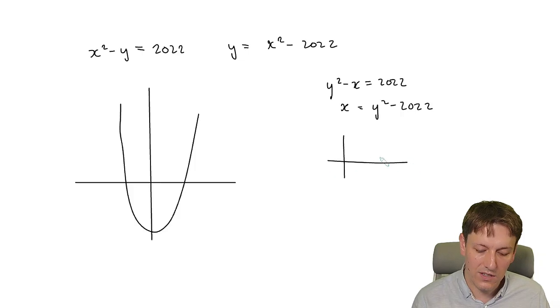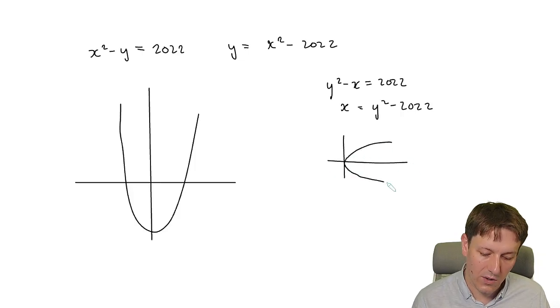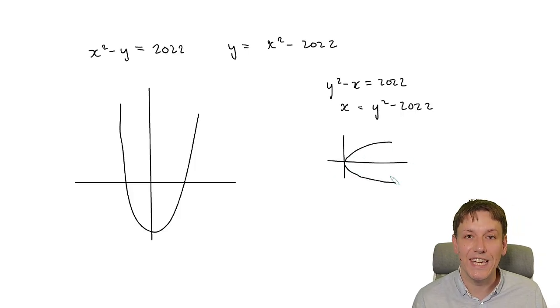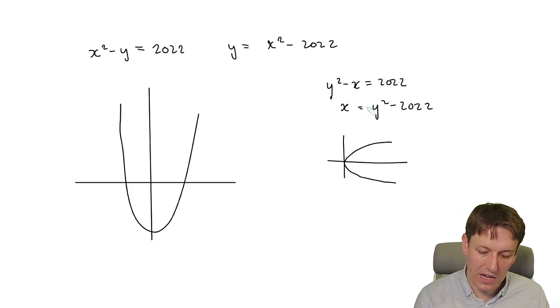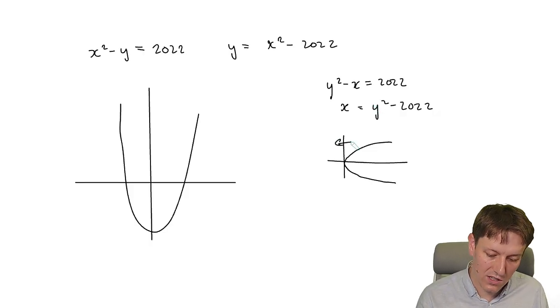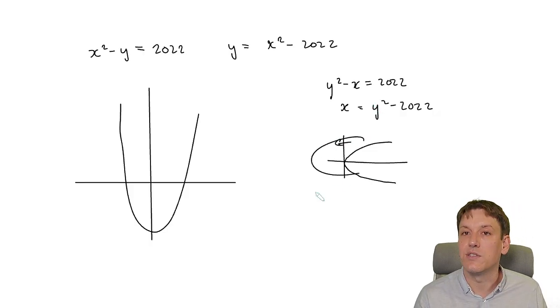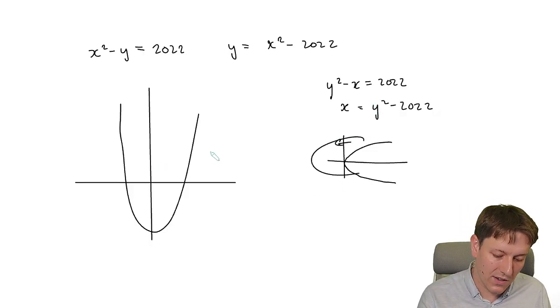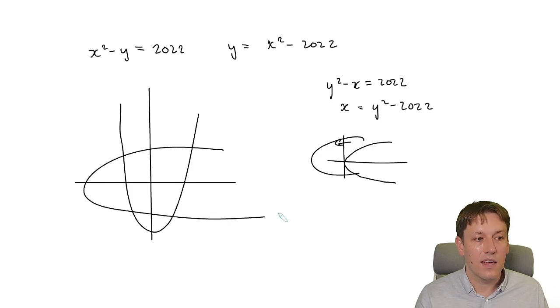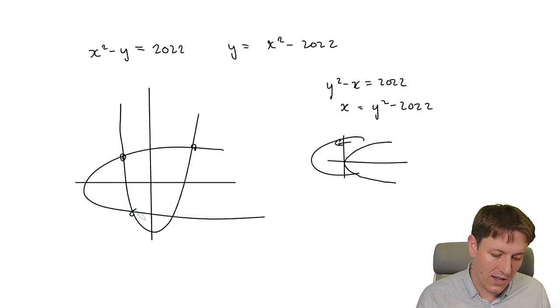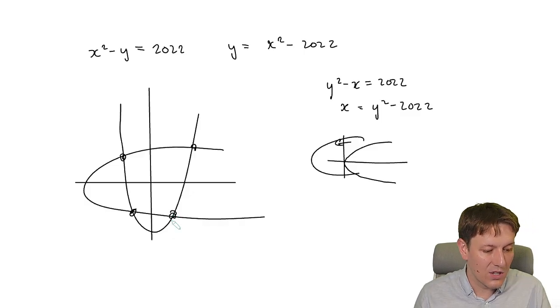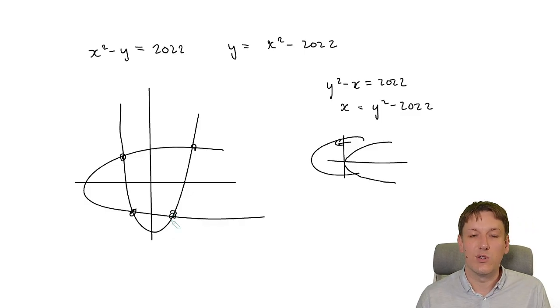So x equals y squared is like y equals x squared, but with the roles of x and y reversed, so it's the parabola on its side. And then if I say, well, okay, the x coordinates are not equal to y squared, but y squared minus 2022, that's going to shift it to the left by 2022. So that graph is going to be somewhere over here, and then we see that we do get these 4 intersection points corresponding to the 4 solutions that we found before.